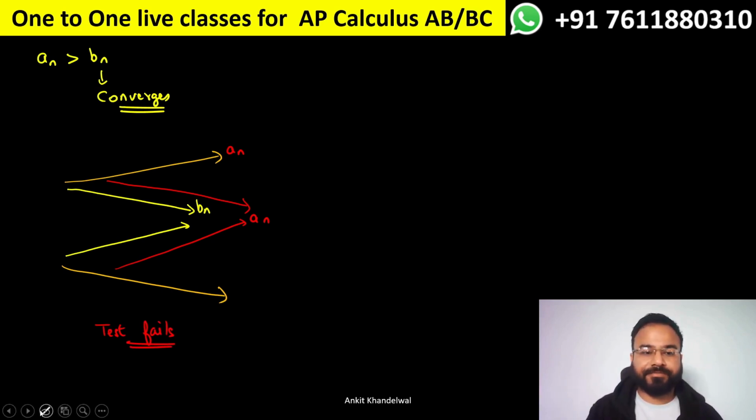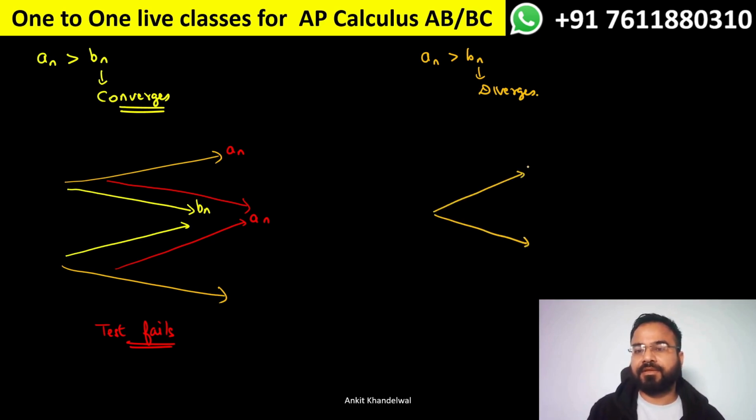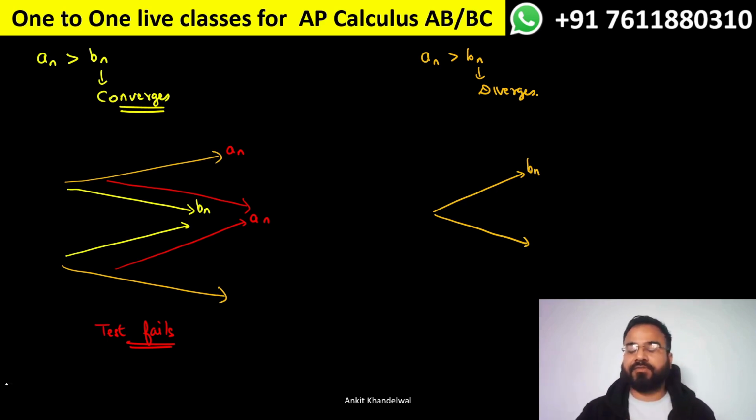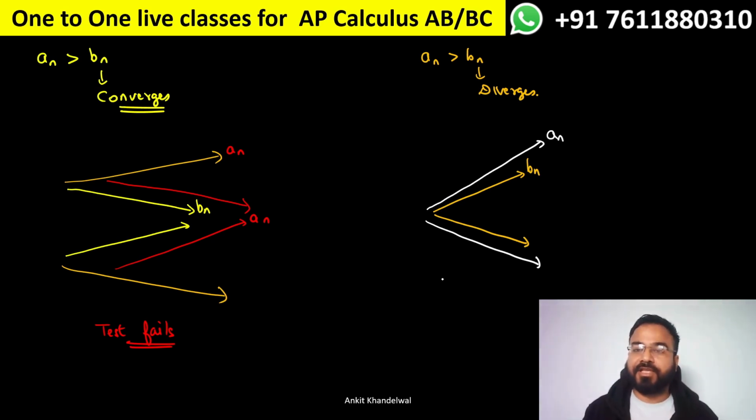But on the other hand, an greater than bn and we know that bn diverges. The smaller one is diverging. Smaller one diverging means it is going like this. This is your bn. This is diverging. Now an is greater than bn. It is lying outside of this. Since it is lying outside of this, the only possibility for an is that it has to go like this only. It cannot cross the lines for bn, right? It cannot go inside this because all the terms are greater than bn. So the only possibility for an is to diverge. So here we will say an diverges.